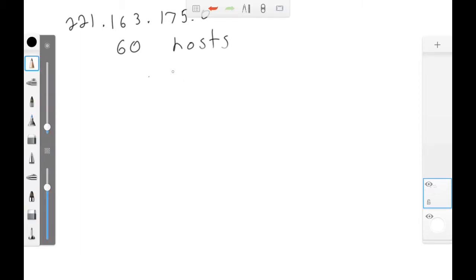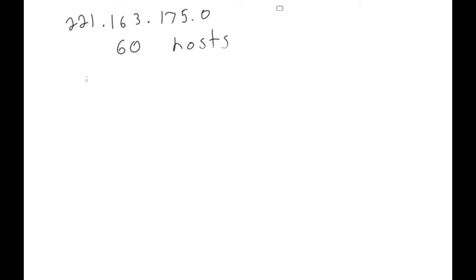So now I'm going to actually answer this question. So first off, what class is this IP address, 221.163.175.0? Well, I don't know if you remember these ranges or not, but I will go ahead and tell you the ranges again. Class A is from 0 to 127.